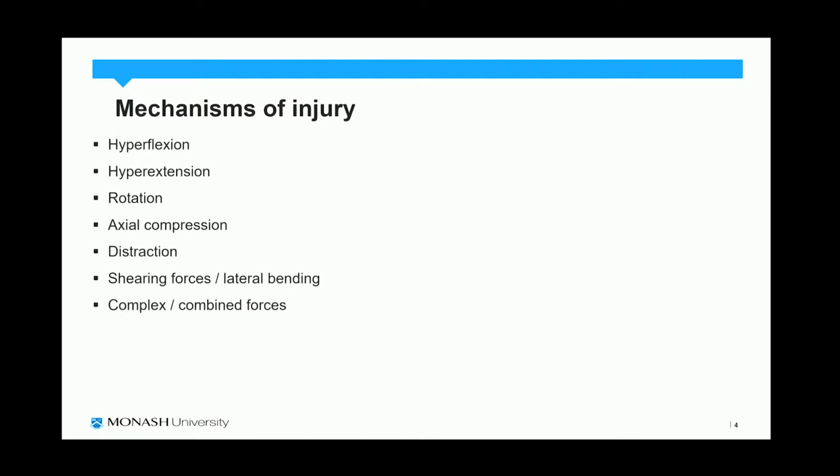There are different mechanisms of injury that can cause damage to the cervical spine. Some of the forces that can be applied to the cervical spine are hyperflexion, hyperextension, rotational forces, axial compression, distraction, and shearing forces or lateral bending, and then complex forces, which is a combination of different forces on the cervical spine.